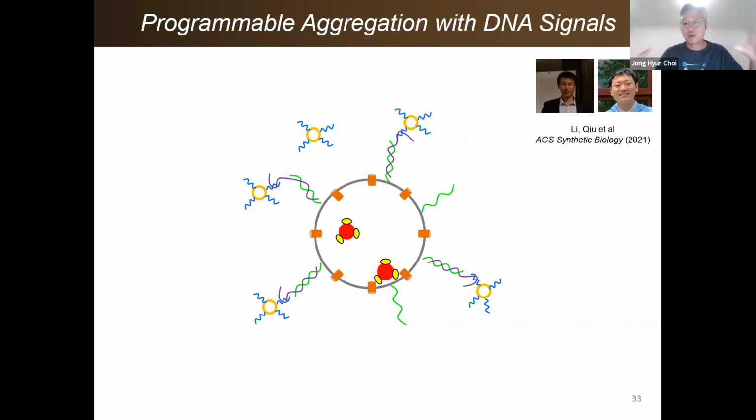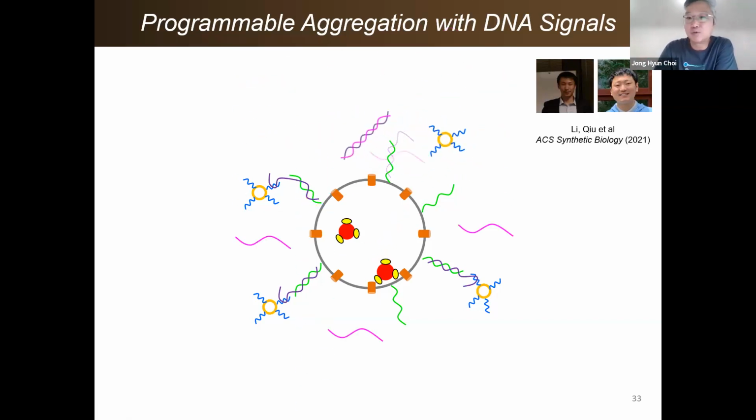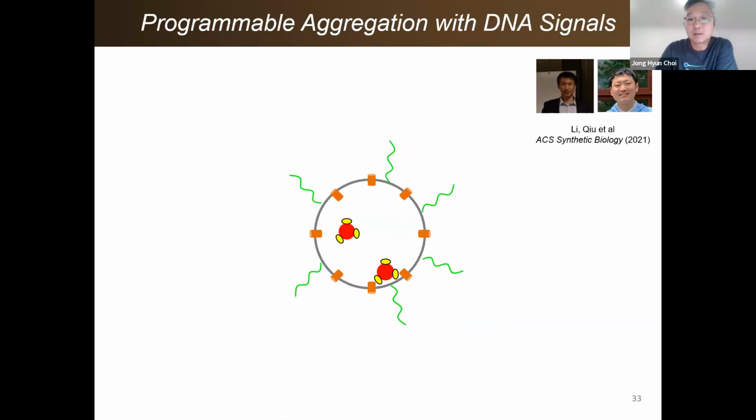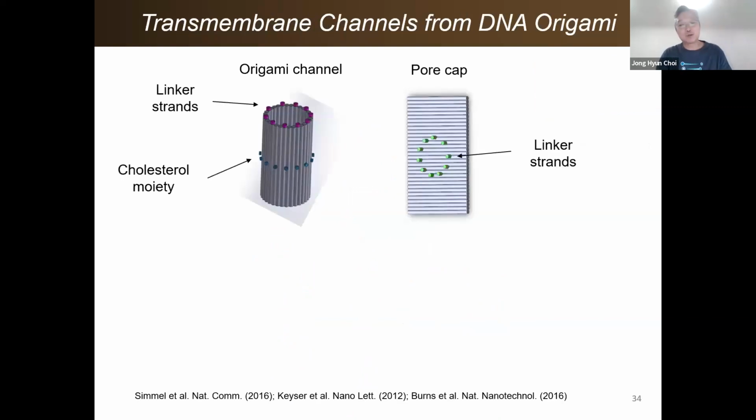this DNA signal will induce an aggregation of small vesicles onto giant vesicles. But also at the same time, using strand displacement, you can remove the linker strands, the DNA signal, such that you can get rid of all the bound SUVs. So that's the toy system we designed.